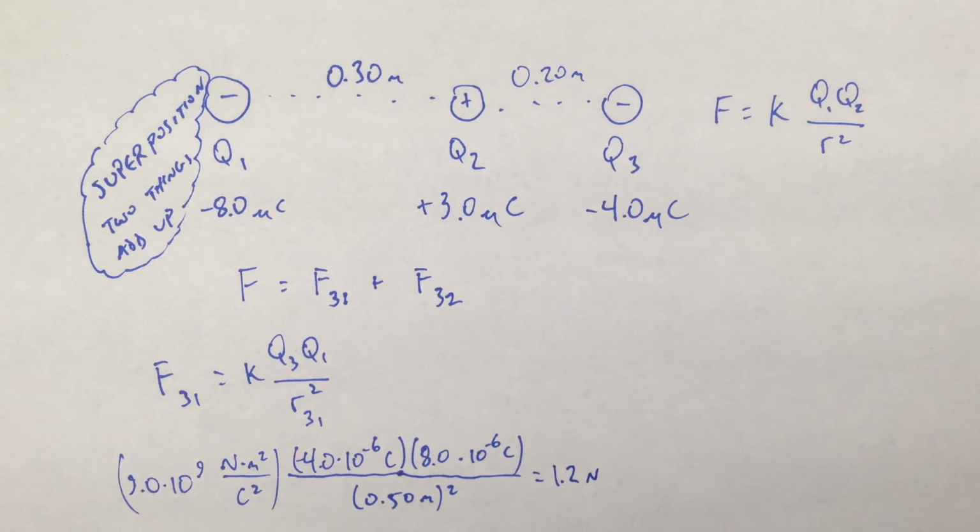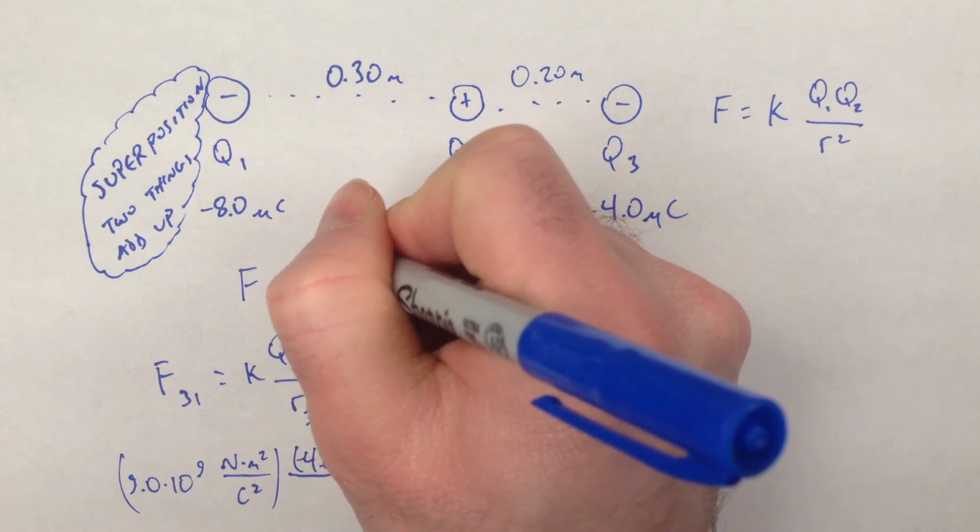It's pretty strong. Okay, so that would be the force. Now, what direction is it pointing? Since these are both negative charges, that's actually a repulsive force. Wait a minute. A magnitude of 1.2 and a direction. What kind of mathematical concept has a magnitude and a direction? That's right, a vector. This is supposed to be a vector.